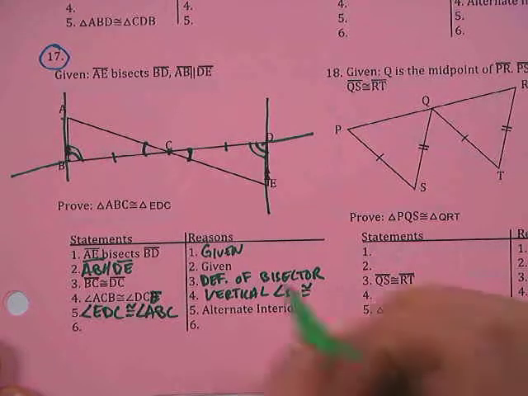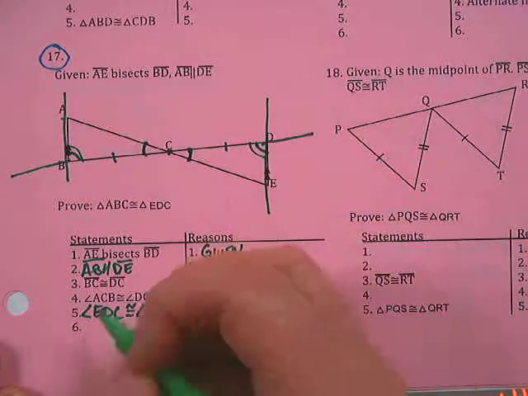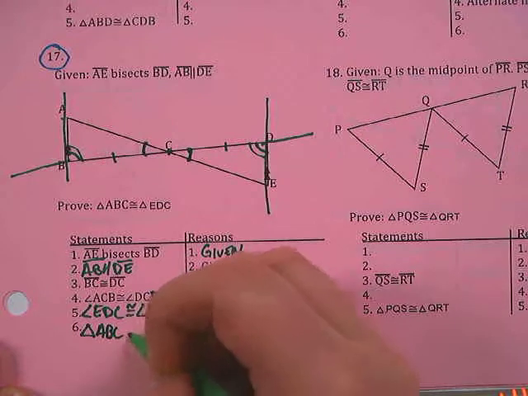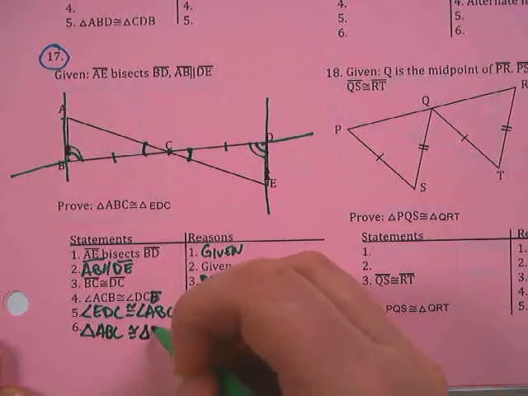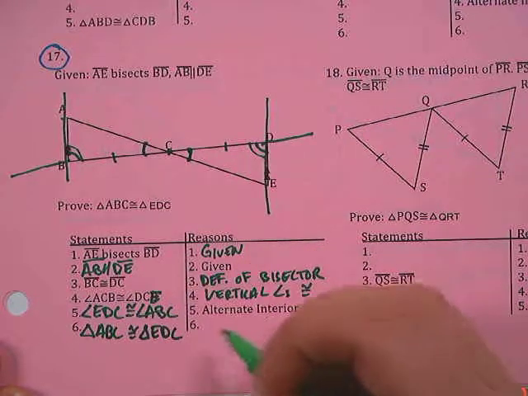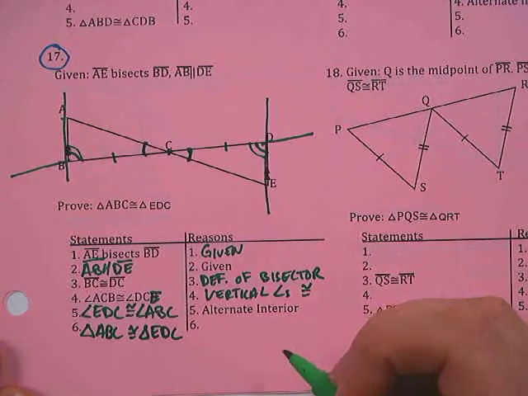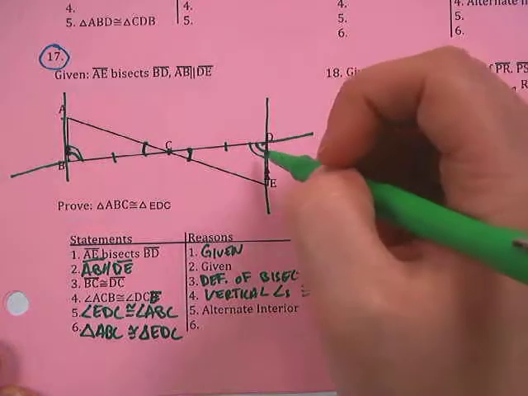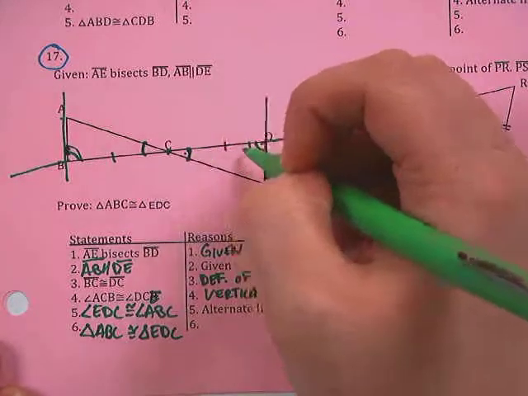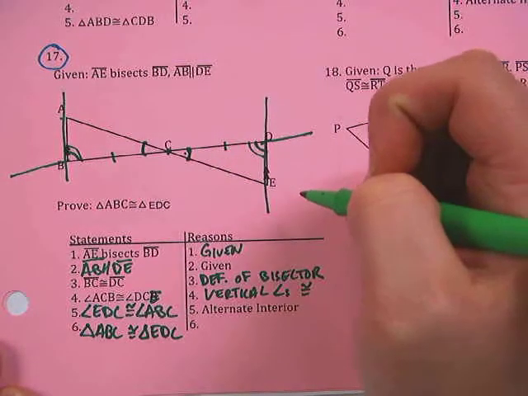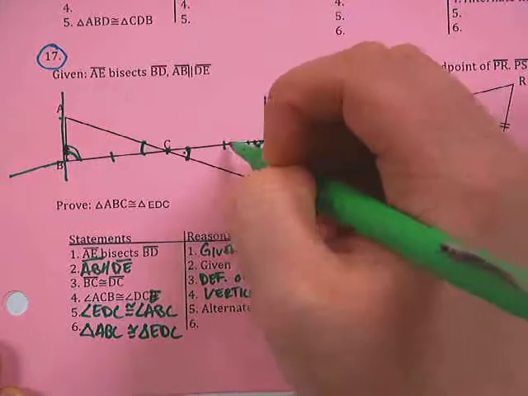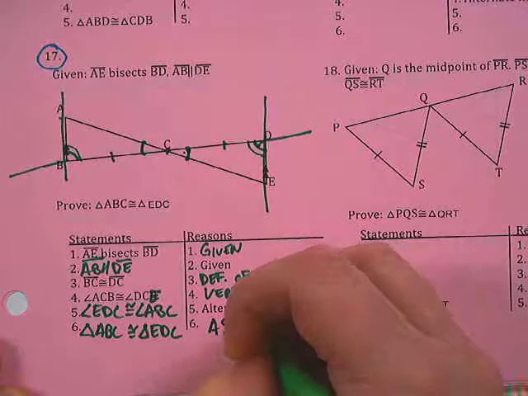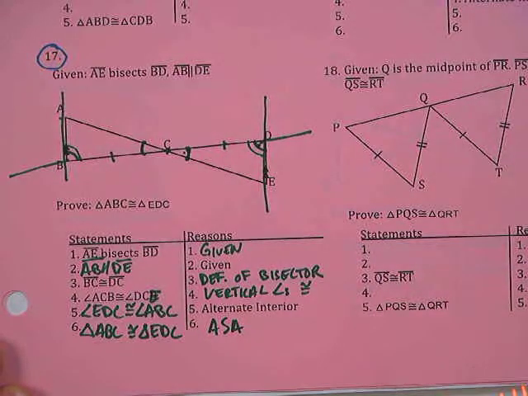The last step is whatever we were trying to prove. So we have triangle ABC congruent to triangle EDC. And our last reason is going to be one of our 4 triangle congruence postulates. So if we look at this one here, we've got 2 angles, and we have the side in between them. So that's going to be angle, side, angle. So ASA. And there we go, all done with number 17.